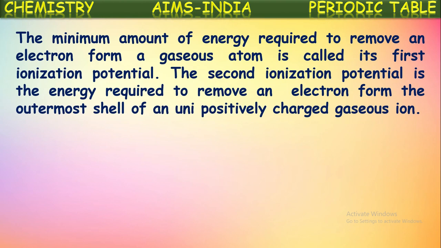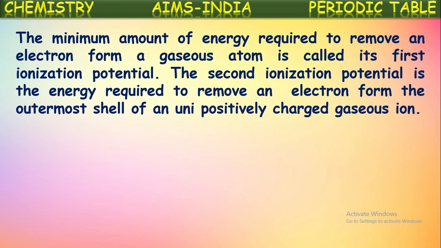The minimum amount of energy required to remove an electron from a gaseous atom is also called its first ionization potential. Then the second ionization potential: it is the energy required to remove an electron from the outermost shell of a unipositive charged gaseous ion.